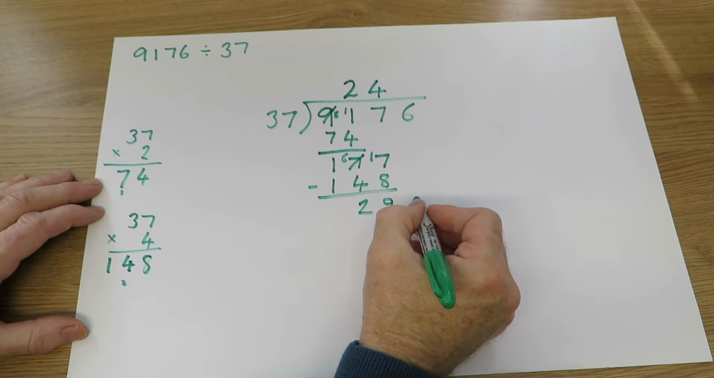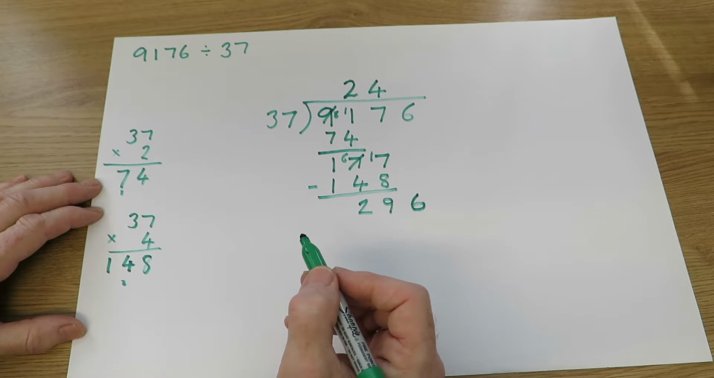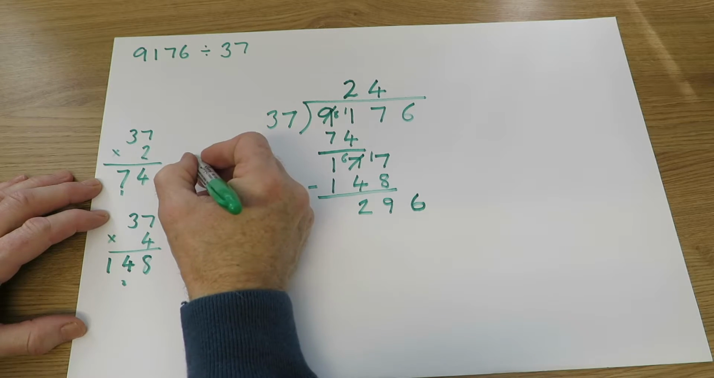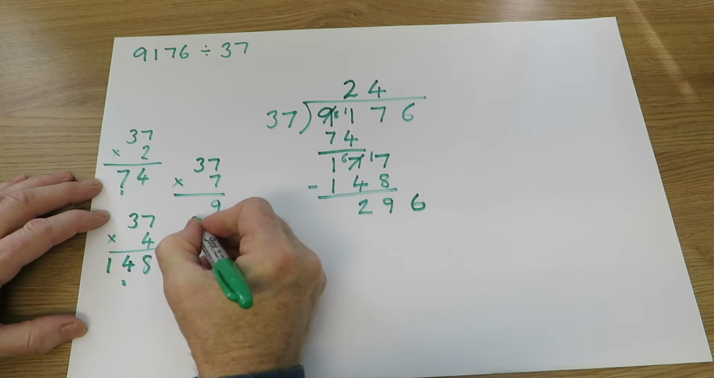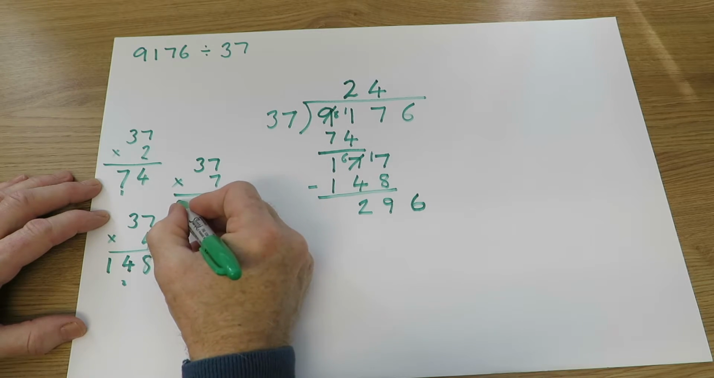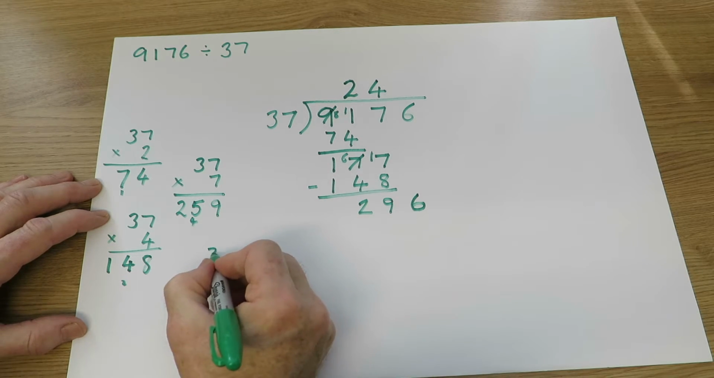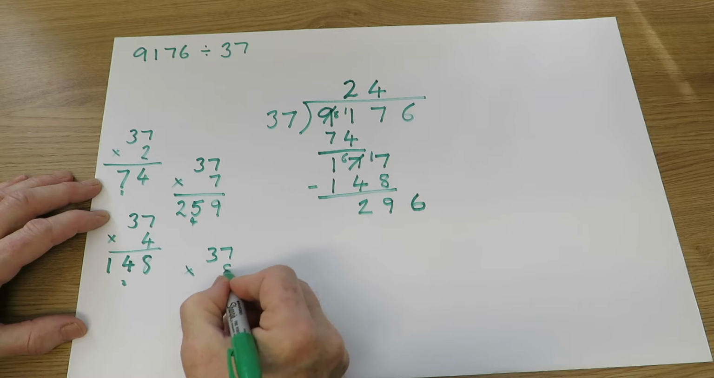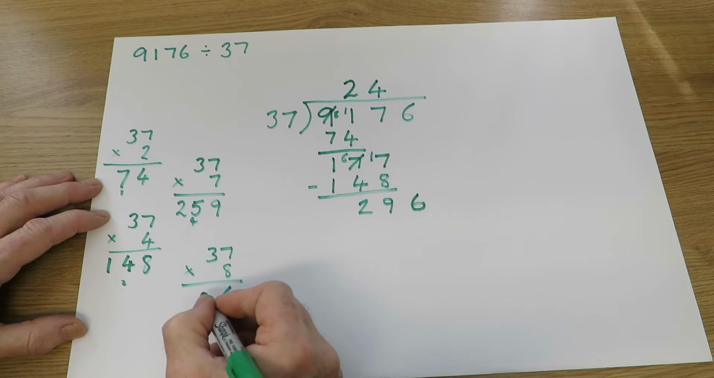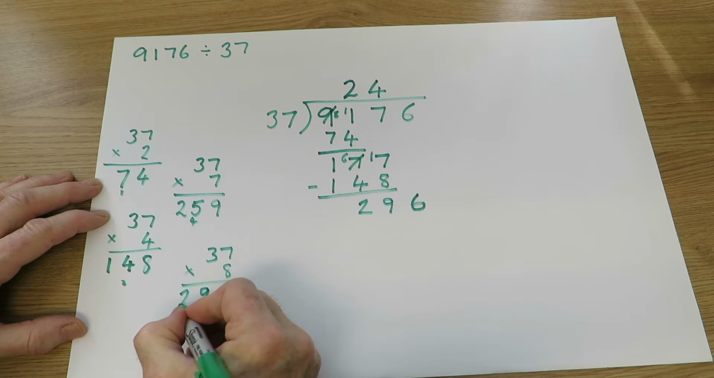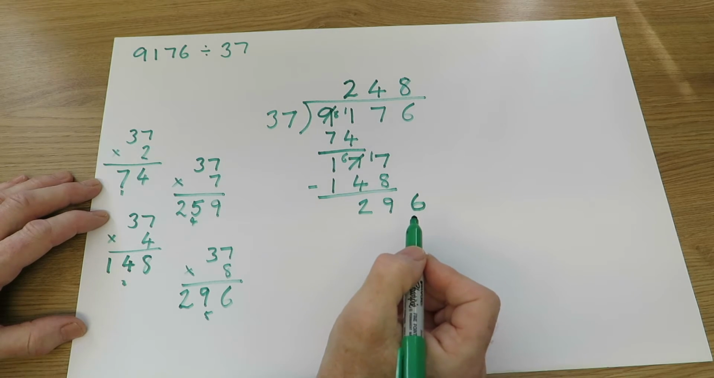Bring down the 6. How many 37s in 296? Well, I'm going to guess 7, but I might be wrong. Let's try. 37 times 7. 7 7s are 49. 3 7s are 21. Add 4 makes 25. That's 259. Have we got enough for 8? Let's find out. 37 times 8. 7 8s are 56. 3 8s are 24. Add 5 makes 29, which is exactly what we've got. So the answer comes out as 248.